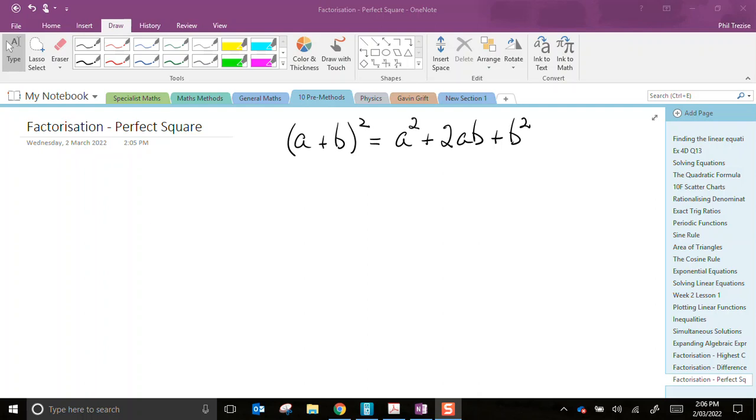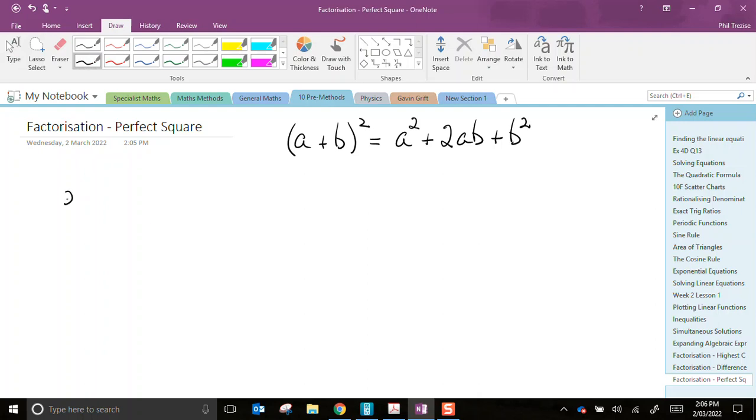Hi everyone. Today's lesson is going to be continuing on the factorisation idea, this time using the perfect square pattern. Now we saw the perfect square pattern yesterday. Today we're going to be running this one in reverse. So we'll be starting with something that looks like what's on the right hand side. Let's do a nice one to begin with.